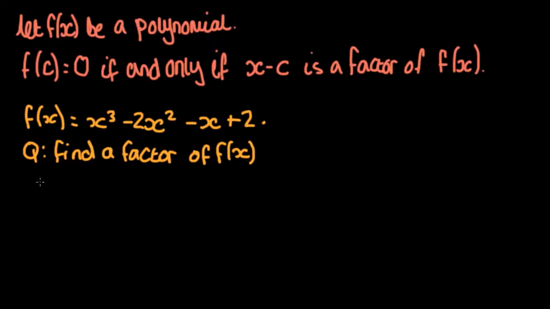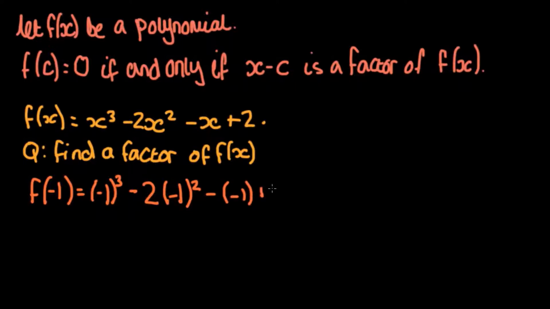So let's try f of minus 1. That's equal to minus 1 cubed minus 2 times minus 1 squared minus minus 1 plus 2. And that's equal to minus 1 minus 2 plus 1 plus 2, which equals 0.